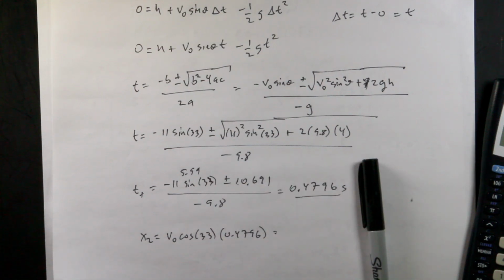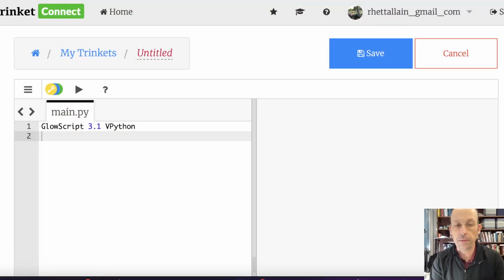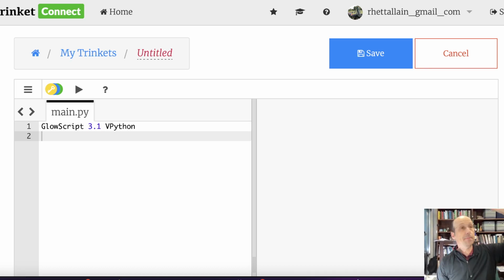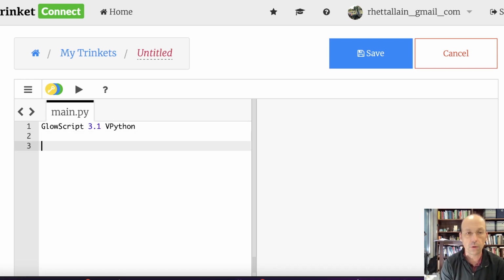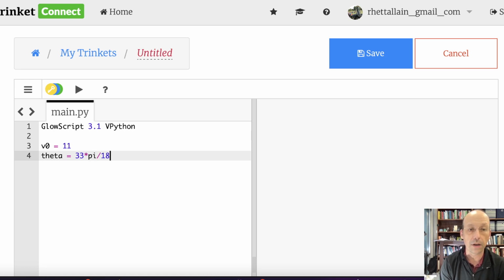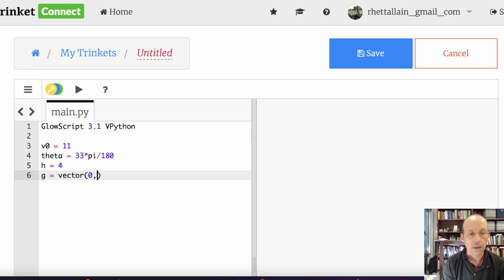Okay. Let's do this same thing in Python because it's a little bit easier. So here I am in GlowScript VPython. I'm going to give you the code here. I'm not going to make a graph or an animation. I'm just going to get the value. So let's start. I'm going to write my vector equation. I'm going to say r equals vector. Let's put my values up here. v0 equals 11. Theta equals 33 times pi divided by 180. I want it in radians. h equals 4. g equals vector 0, negative 9.8, 0.